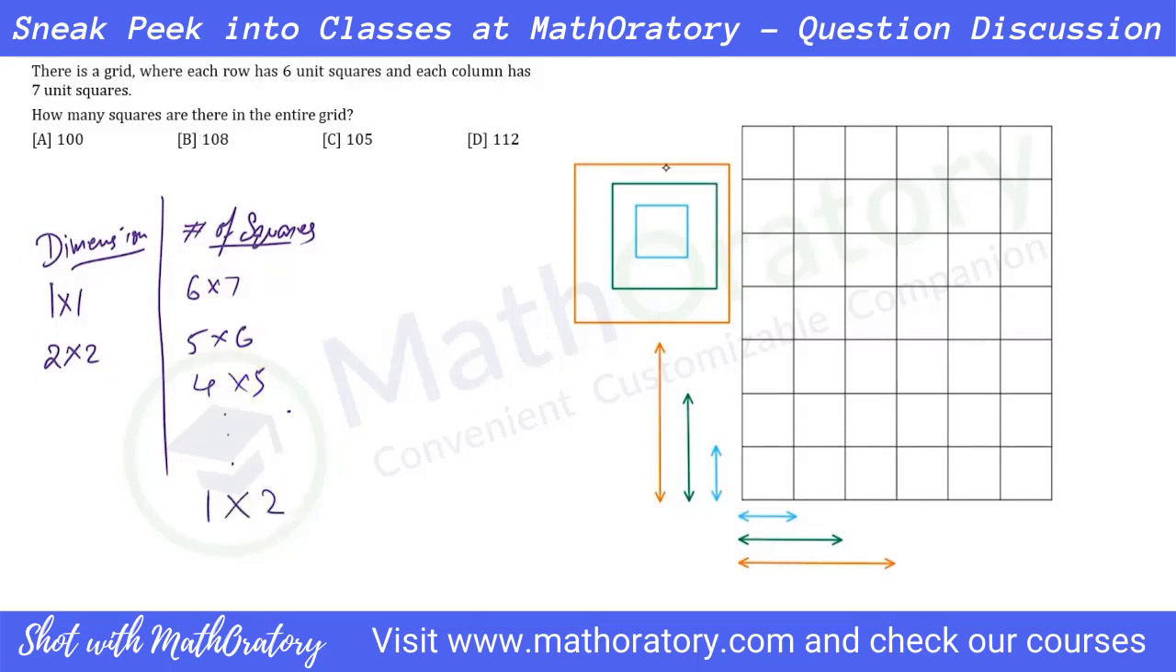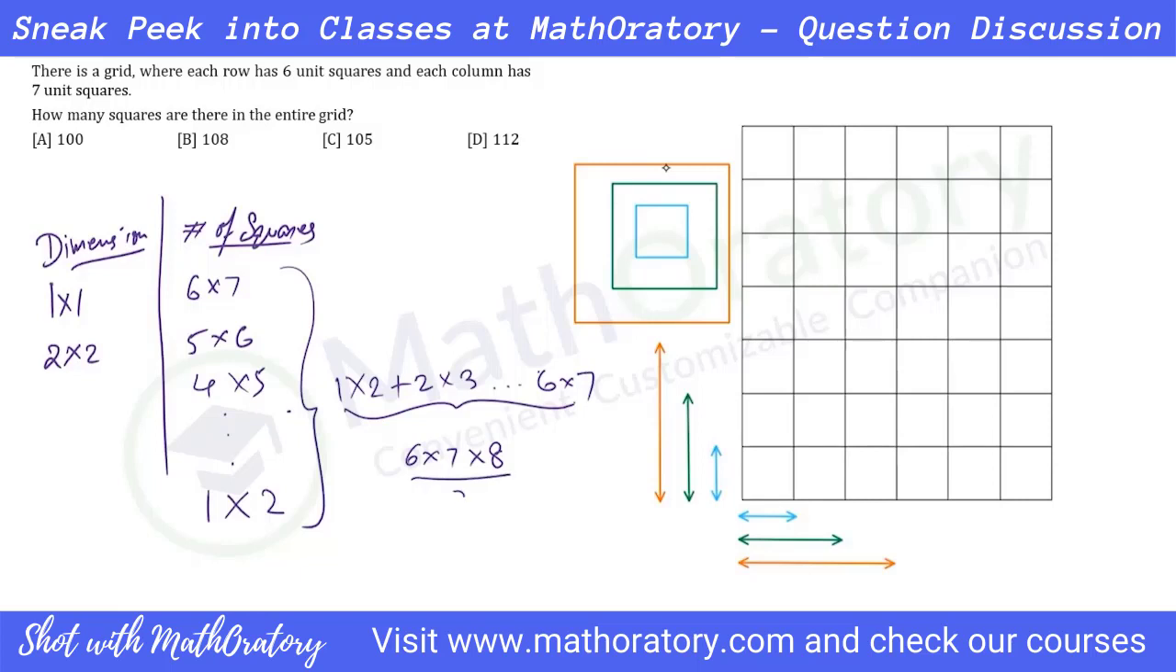So if you add all of these possibilities, this is a type of series that we discussed. So 1 into 2 plus 2 into 3 up to 6 into 7. In these kinds of summations, all you have to do is just write the last term, multiply the next number, and count how many values are here. So 3 values, so simply divide, right? So there are 112 squares.